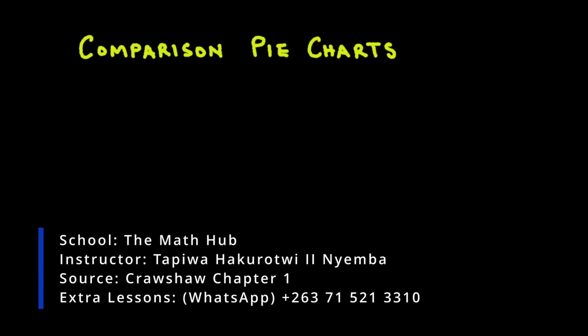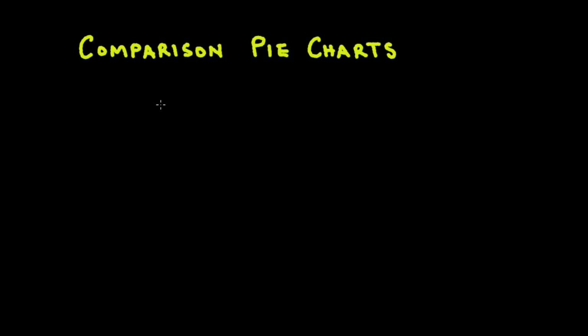In our lesson today, we want to look at comparison pie charts. That is what we want to learn. So under comparison pie charts, where do we start? We start by knowing that pie charts of different sizes are useful when comparing two or more populations.